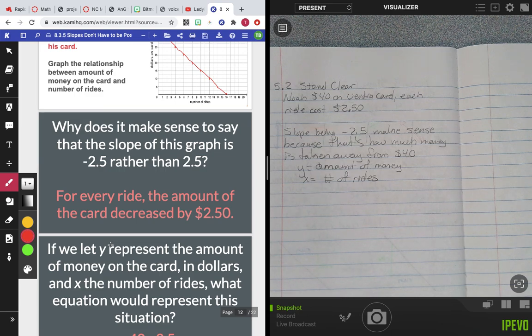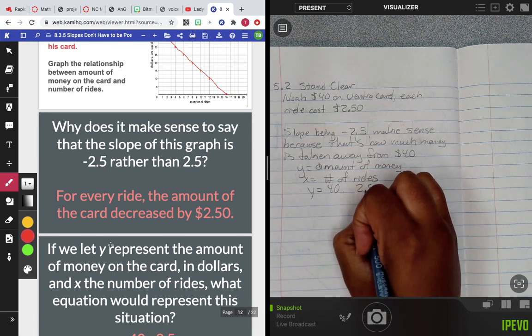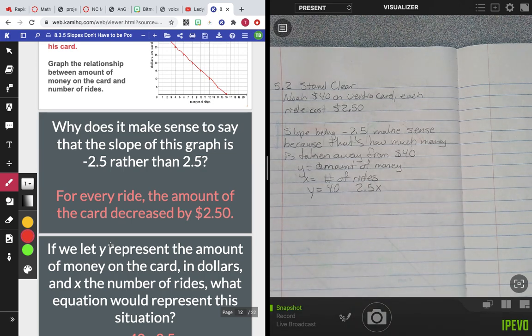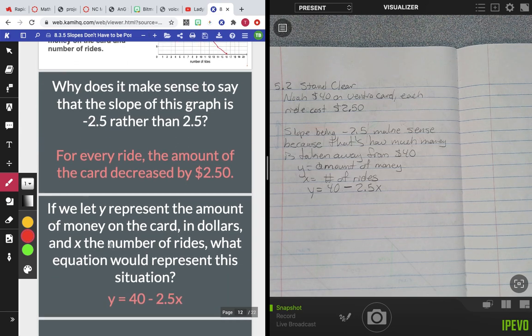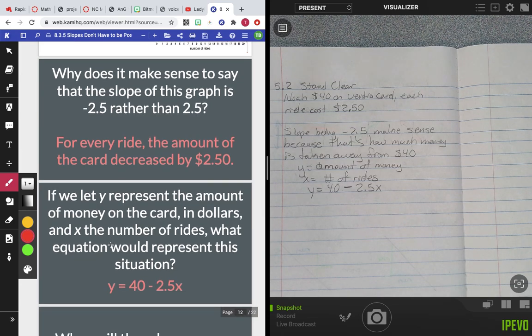Well, if we think back to how everything was graphed, the amount of money he had, what we did each time was we started with the 40, and every time he rode the metro, we took the number of rides and multiplied it by 2.5. And whatever we got, we took that and subtracted it from his initial amount. So the equation here that makes sense would be $40, what he started off with, minus how much it costs per ride. So that's the equation that makes sense in this situation.